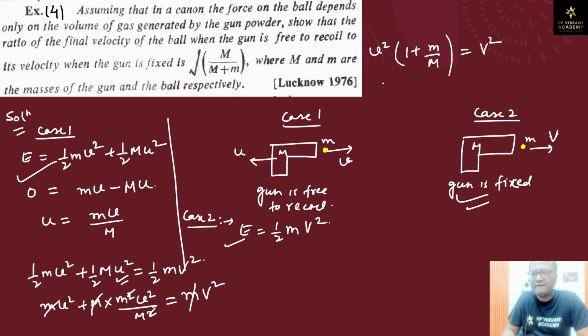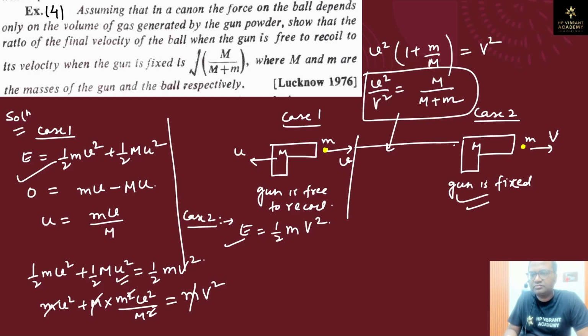So from here we have small v square upon capital V square is equal to capital M upon capital M plus small m. So from here we have small v upon capital V is equal to under root of capital M upon capital M plus small m. So this is what we have to prove.